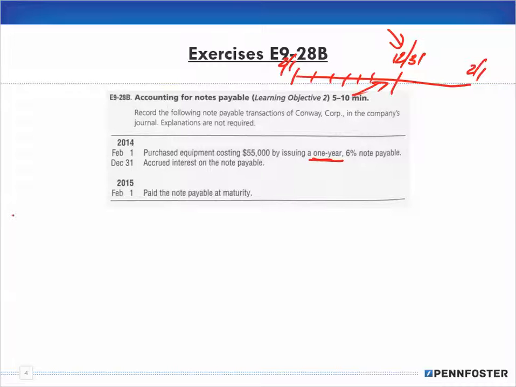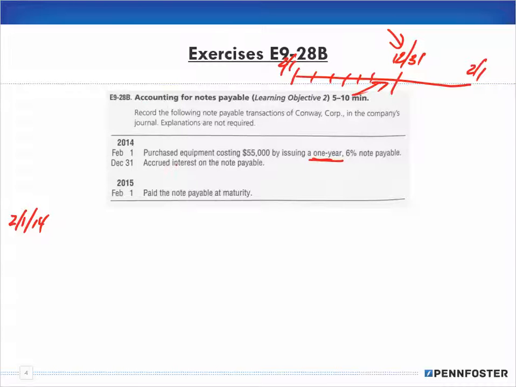Okay, so let's go about making these journal entries. So I have 2/1/2014. I'm purchasing equipment costing $5,000 by issuing a 1-year 6% note payable. So am I affecting cash? No. Am I affecting accounts receivable or accounts payable? No. Remember, my asking those questions is just my thought process on how to make a journal entry when you don't know how.